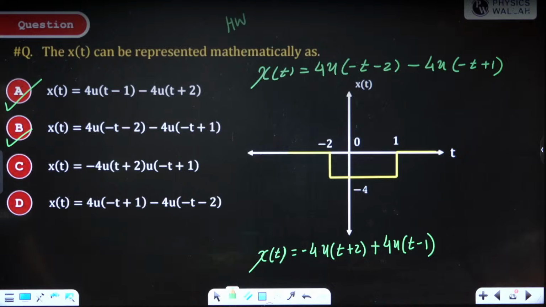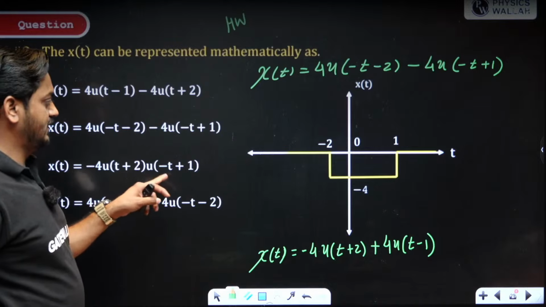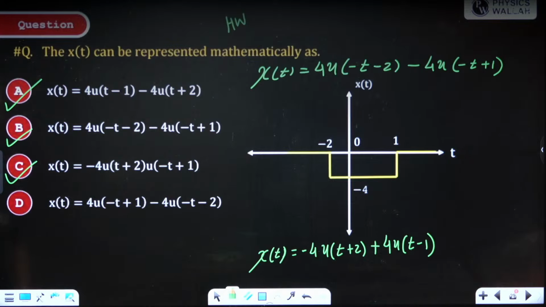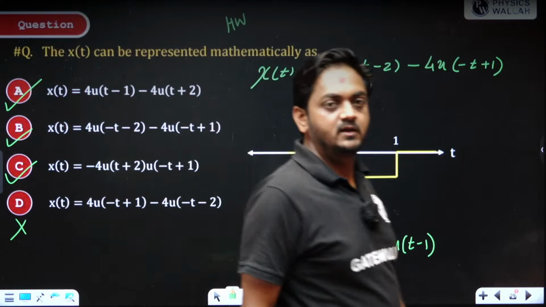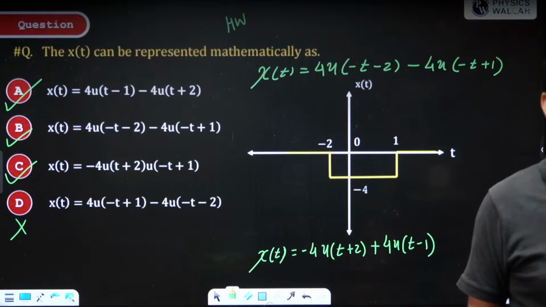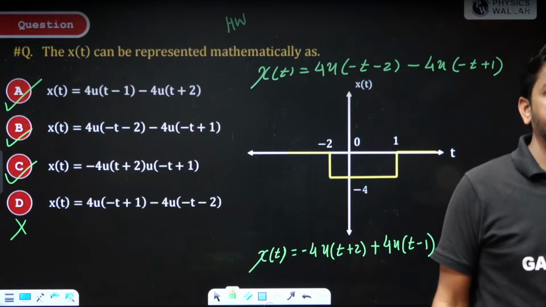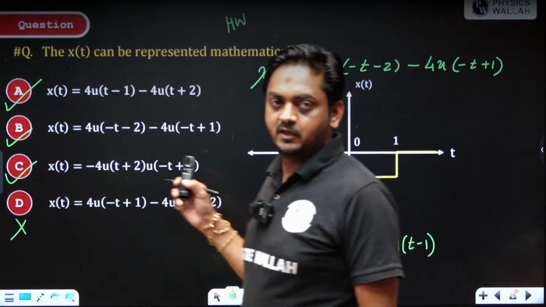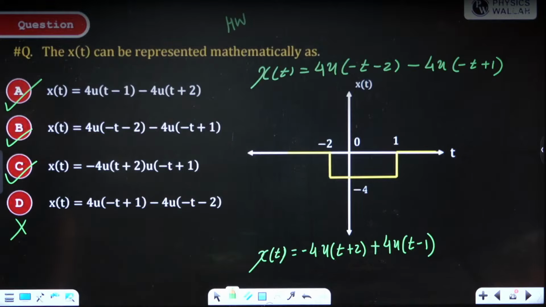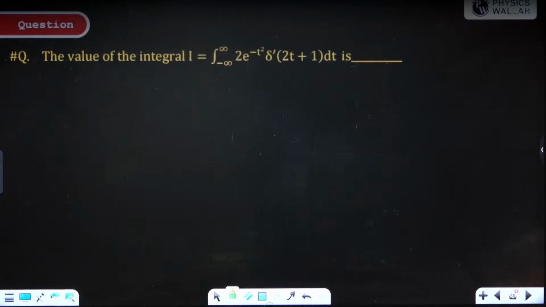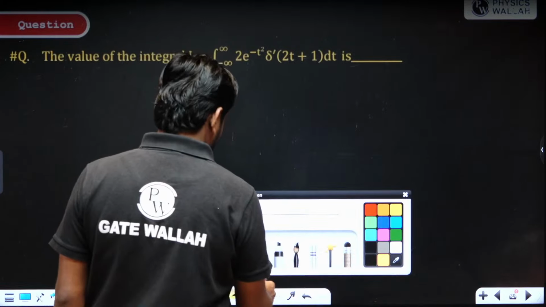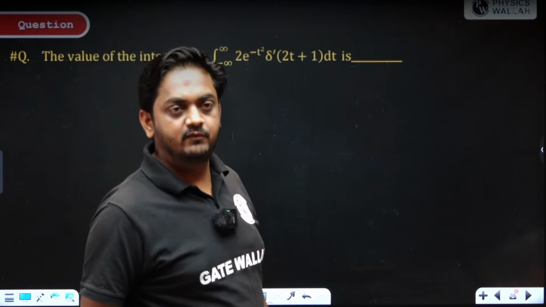Option B also true. This is right sided, this is left sided. Option C also true. And option D is wrong. So A, B, C all are the correct options for this question. Now a question based on the doublet function, property of the doublet function.